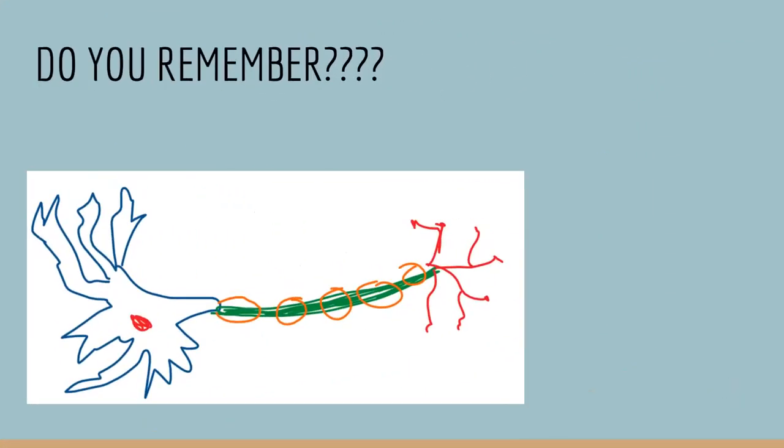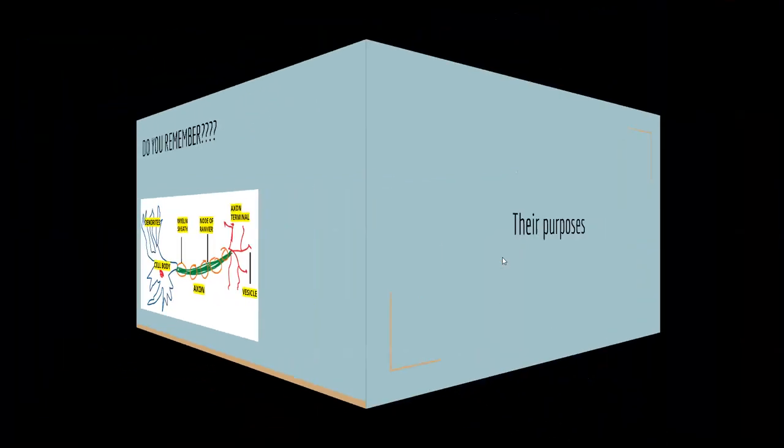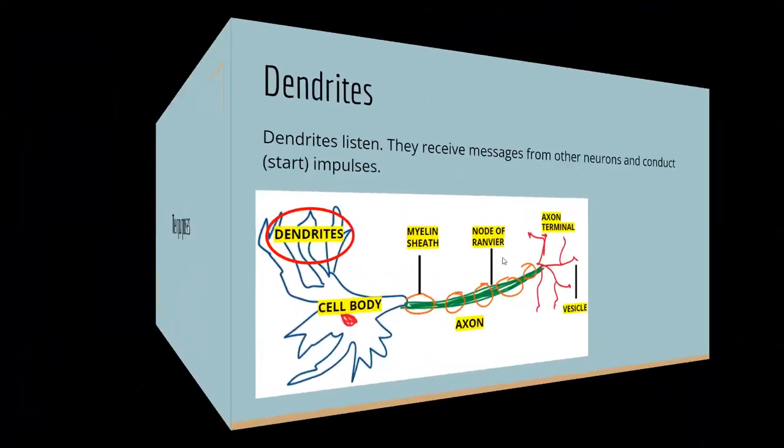All right, let's see. Do you remember? What's this? That's the cell body. What are these? That's the dendrites. What's the green thing? That's an axon. What's the orange things? Myelin sheath. And what's in between those? Node of Ranvier. What's the red things? Axon terminals. And what's the things on the end of the axon terminals? That's a vesicle. Let's talk about the purposes now.